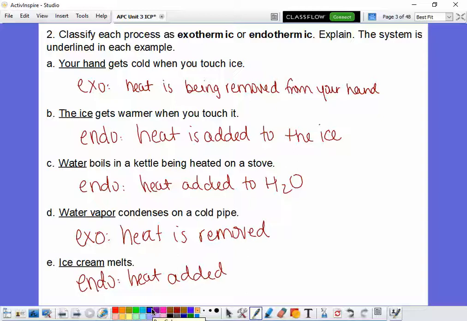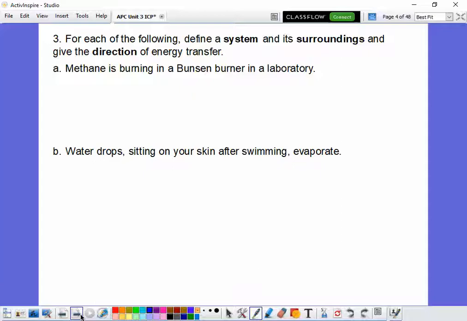That was like a Chem 1 level type question. Okay. So now the next part is identifying not only is it endo or exo, but also figuring out what your system and your surroundings are. So with this first one, we're going to define what our system is, what our surroundings are, and then state the direction of energy transfer or of heat flow. If it's going from the system to the surroundings, that means the system is losing energy, which would be exothermic. When it's going from the surroundings into the system, it's absorbing energy, that's endothermic.